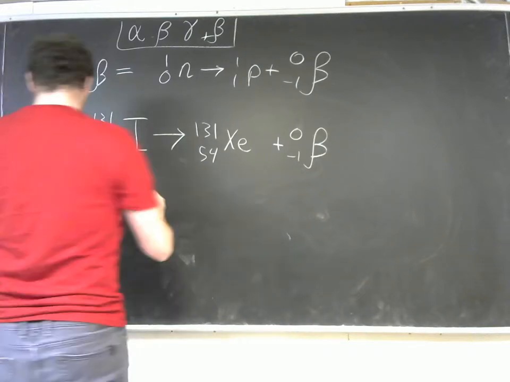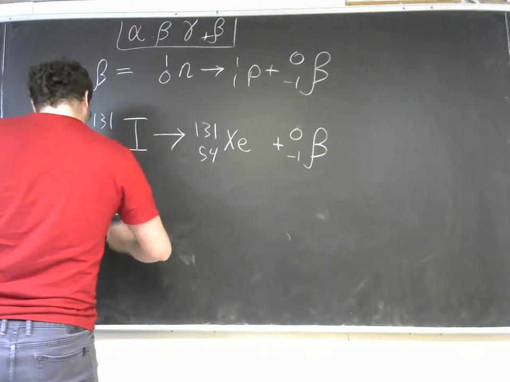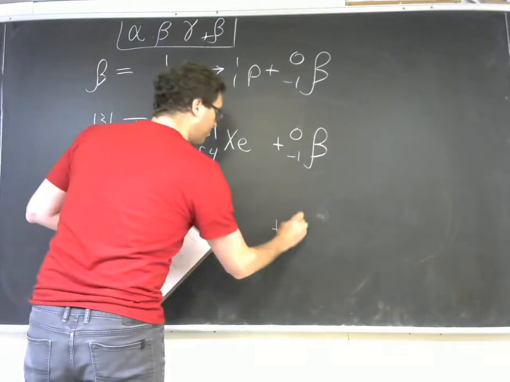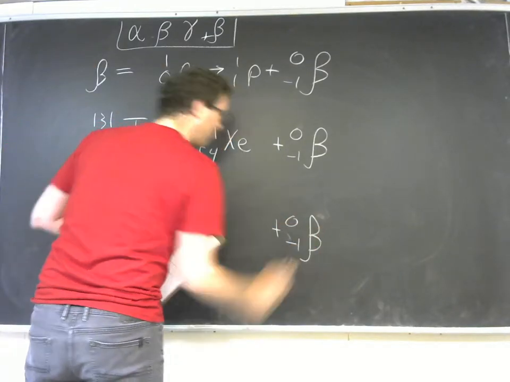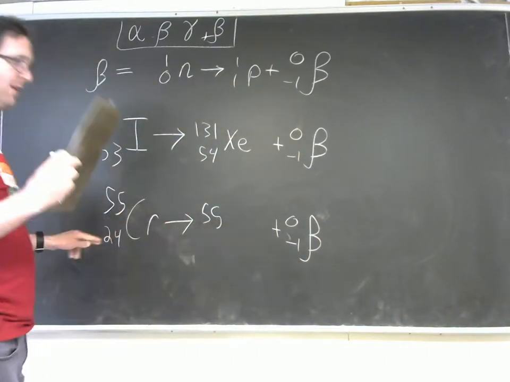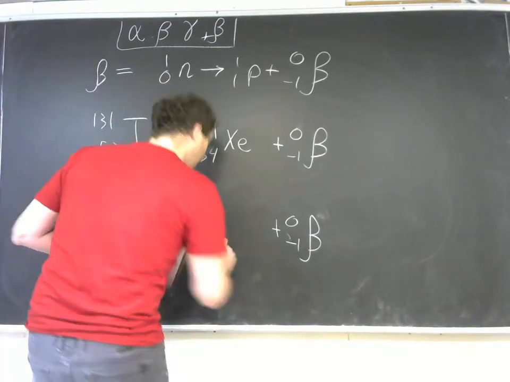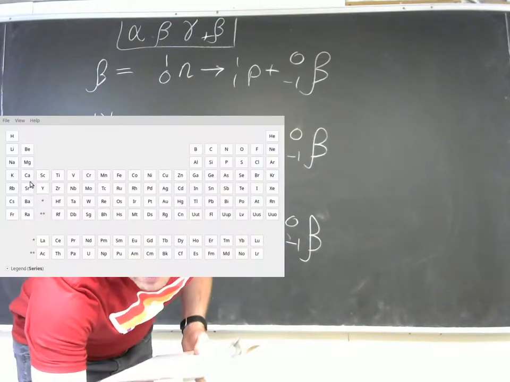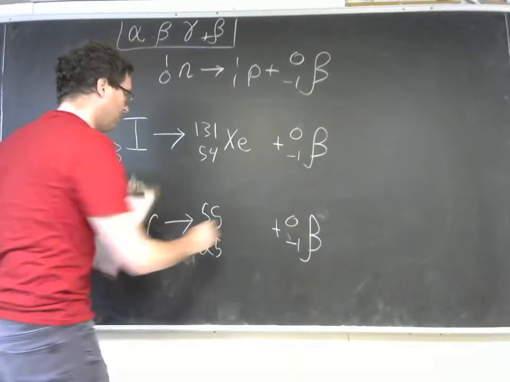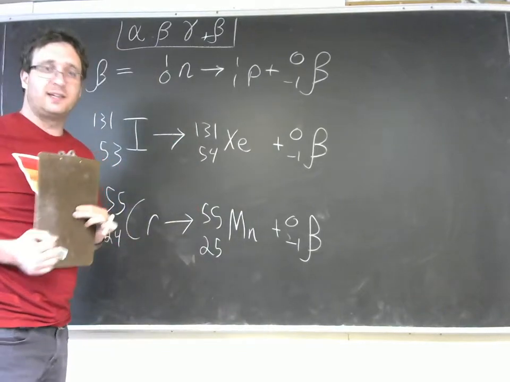Let's look at another one. Chromium-55. Chromium is the 24th element, and it undergoes beta decay. So here's our beta particle, and we'll have a mass still of 55, but instead of the 24th element, it will be the 25th. What's right above chromium? It looks like manganese. So that would be Mn. That is beta decay.